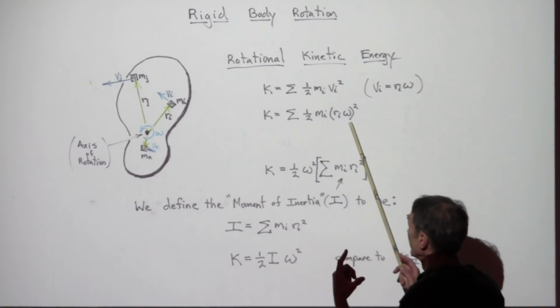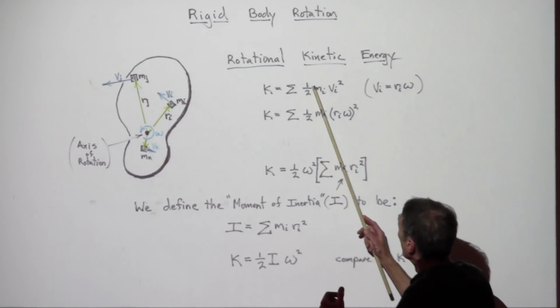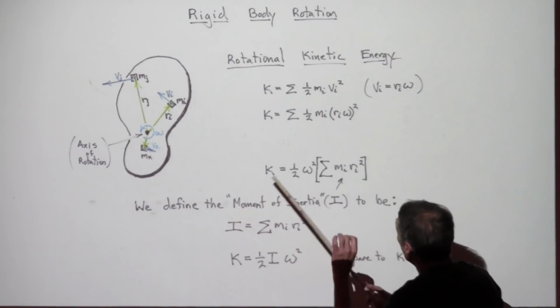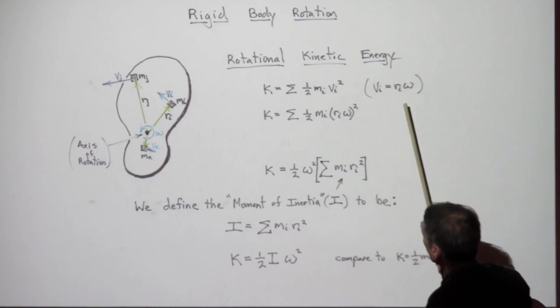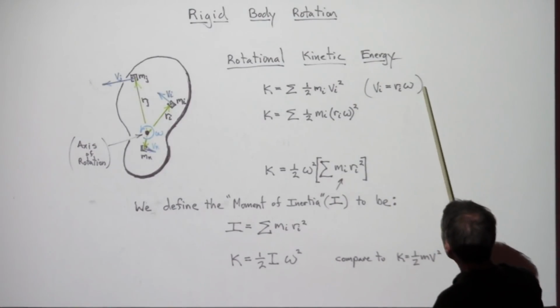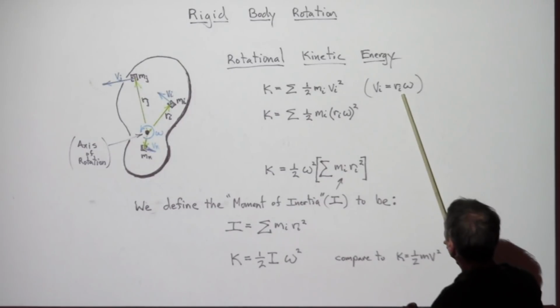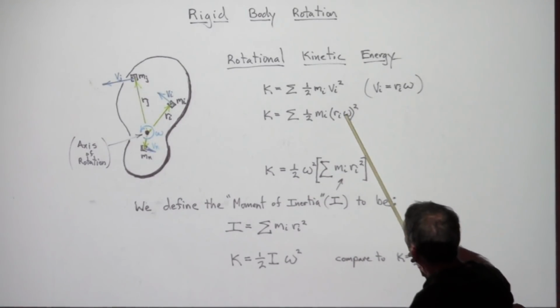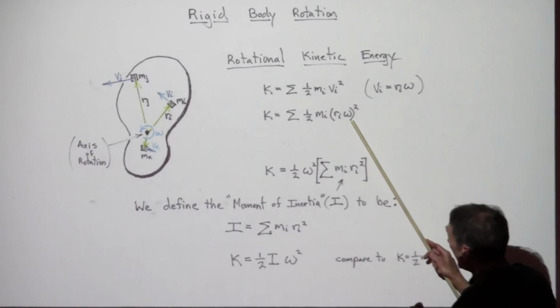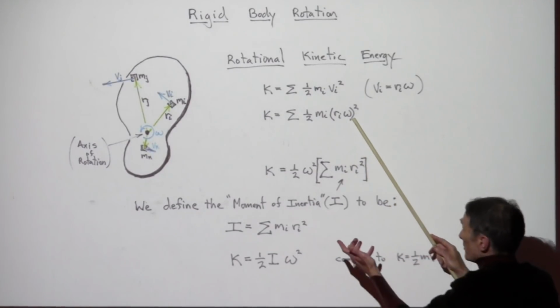And so we could talk about the kinetic energy. That's going to be the sum of all the individual kinetic energies of all the little pieces, 1/2 m v sub i squared. But v sub i is going to be varying for all of them. So I can put in r sub i times omega in for v sub i. Got that? And then we can factor some things out.